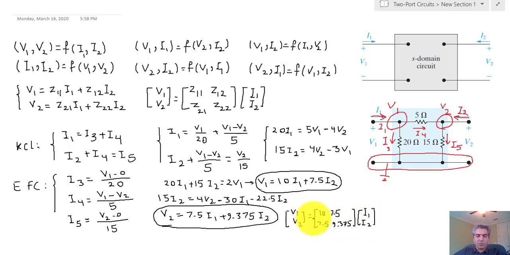So in other words, Z11 is 10 ohm, Z12 is 7.5 ohm, Z21 is also 7.5 ohm, and finally Z22 is equal to 9.375 ohm.